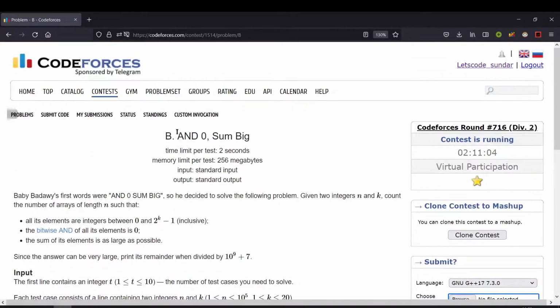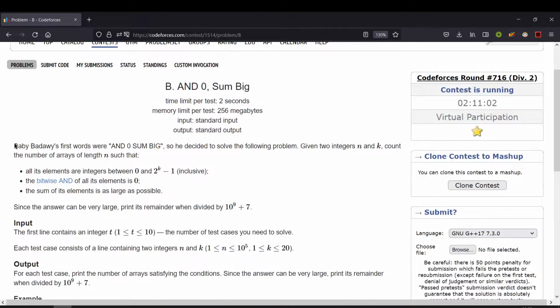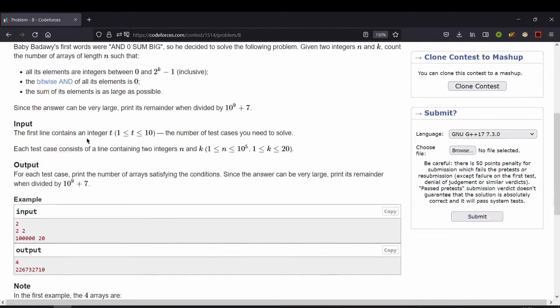AND Zero Sum Big. Baby Badawy's first words were "AND, zero, sum, big," so he decided to solve the following problem. Given two numbers n and k, count the number of arrays of length n such that all its elements are integers between 0 and 2 to the power k minus 1. Bitwise AND of all its elements is 0. Sum of its elements is as large as possible.